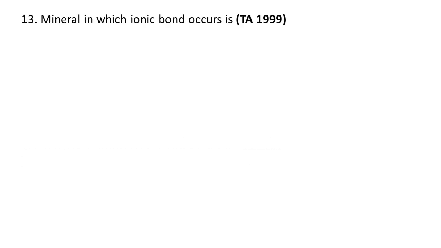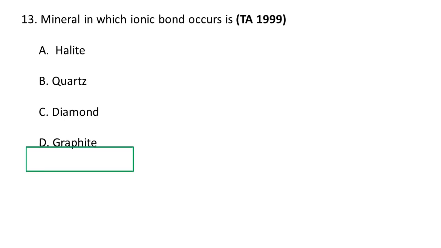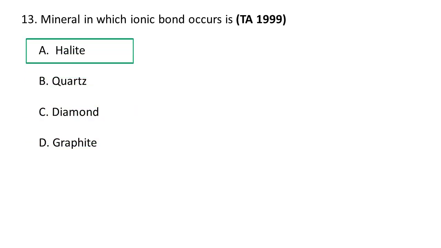Next question. Mineral in which ionic bond occurs is A. Halite, B. Quartz, C. Diamond and D. Graphite. The mineral in which ionic bond occurs is halite, NaCl.